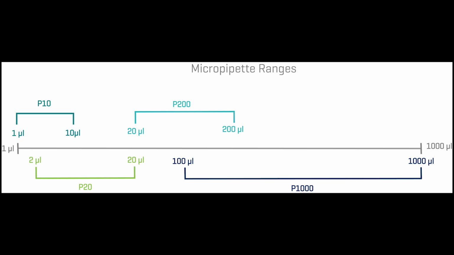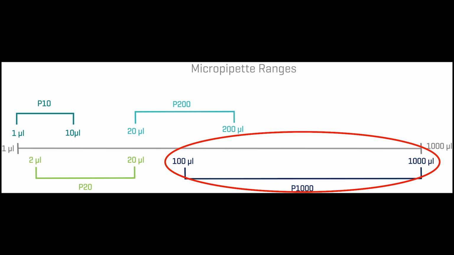There are different micropipettes depending on what range of volume you would like to use. If you would like to use a volume between 1 microliter and 10 microliters, you would use a P10. If you would like to use a volume between 2 microliters and 20 microliters, you would use a P20. And if you would like to use a volume between 20 microliters and 200 microliters, you would use a P200. And lastly, if you would like to use a volume between 200 microliters and 1000 microliters, you would use a P1000.